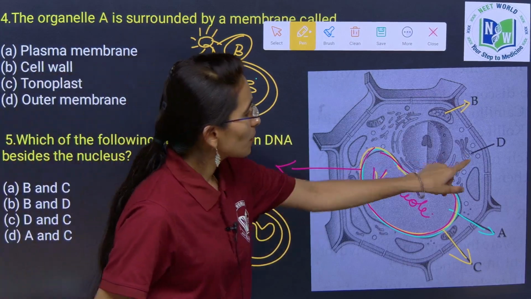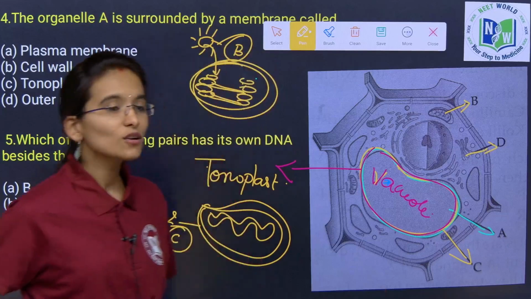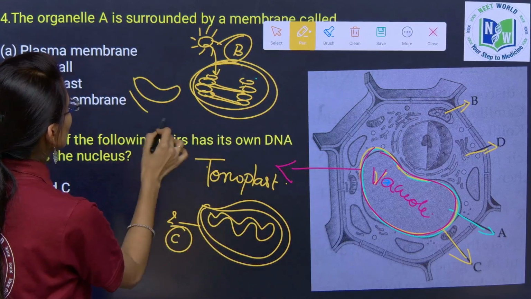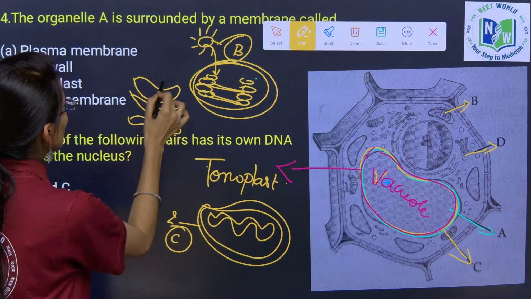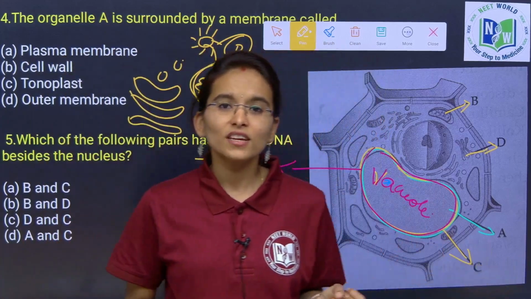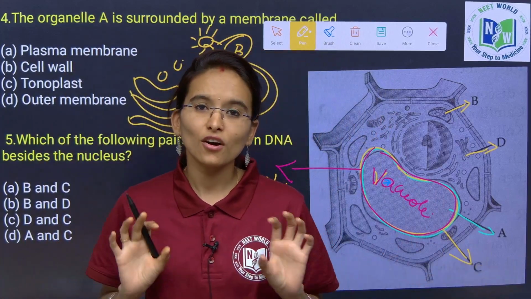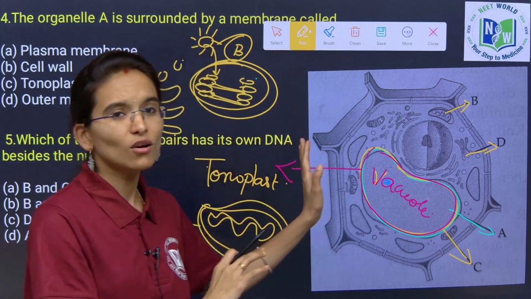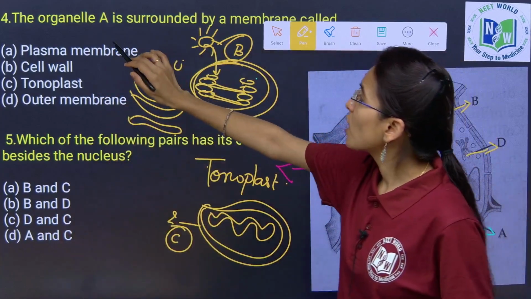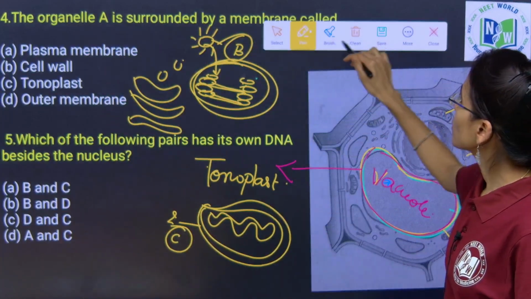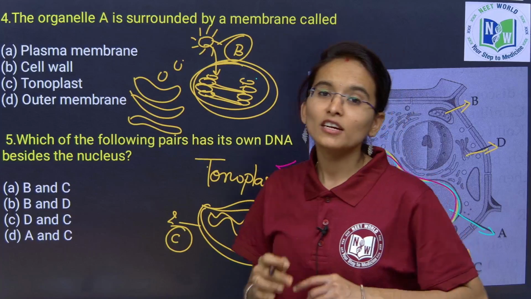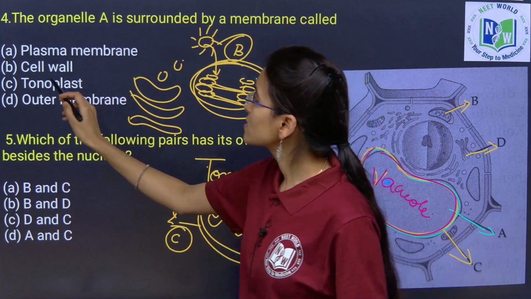Next, option D. D is Golgi body. So that image also I am drawing here roughly. The Golgi bodies are involved in the receiving, modification and secretion of the proteins. So keeping all these concepts in mind, look into the question and the options. The organelle A is surrounded by a membrane called, what is A here? A is a vacuole which is surrounded by a single membrane that is called tonoplast.